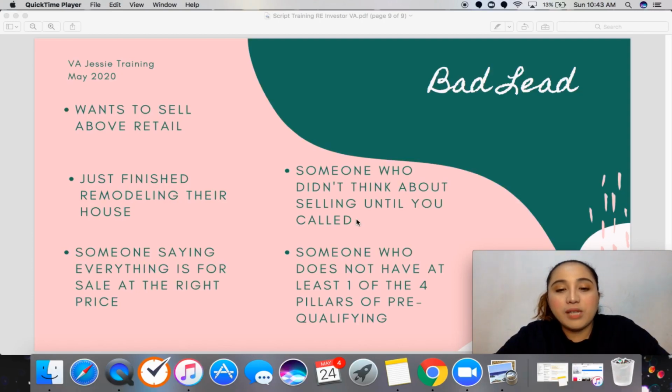Lastly, someone who does not have at least one of the 4 pillars of pre-qualifying. So if you do not have at least one, okay, out of the 4 pillars, then you don't really have a good lead. Like if you don't know the motivation, if you don't know the condition of the property, you don't know the asking price, you don't even know when they'll be moving, you basically don't know anything. Just aside from the name and the address, it's not a good lead. Your client would just be disappointed with you, so do not submit it.